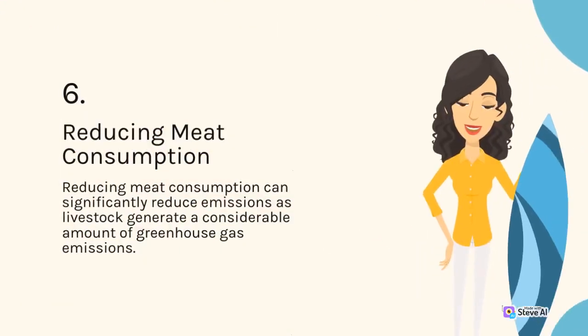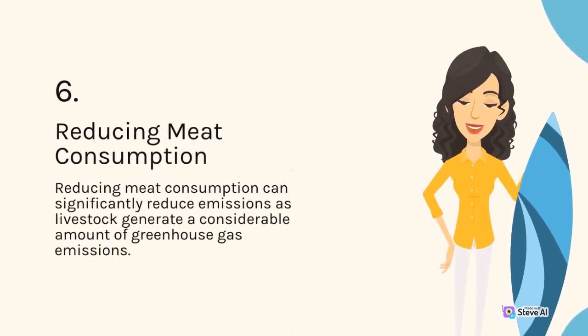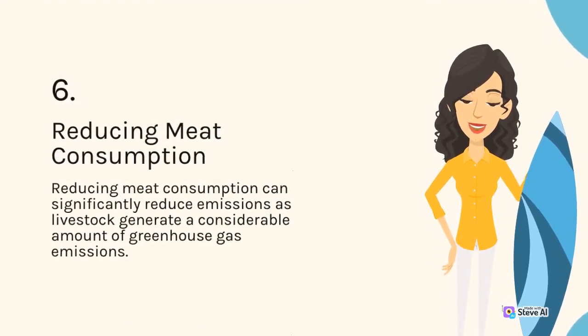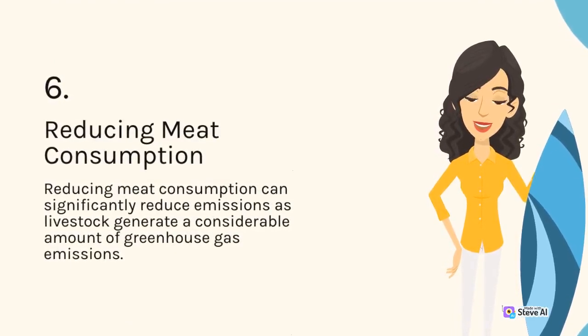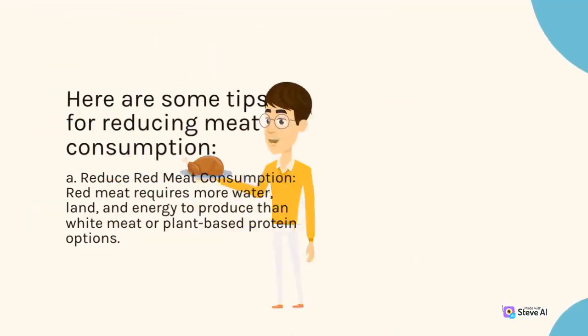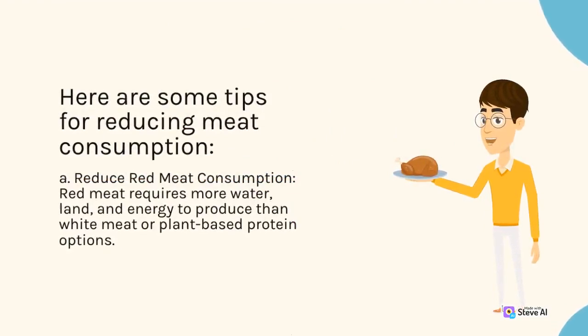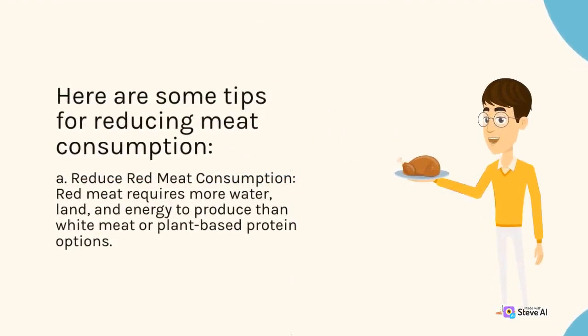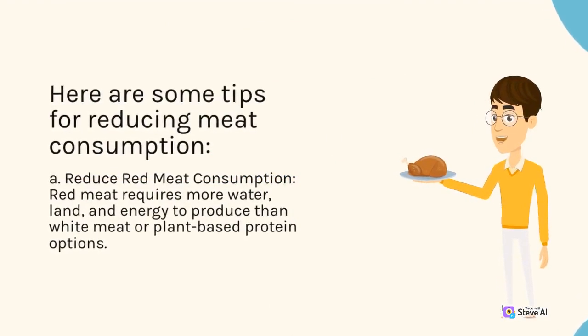6. Reduce meat consumption. Reducing meat consumption can significantly reduce emissions as livestock generate a considerable amount of greenhouse gas emissions. Here are some tips for reducing meat consumption. A. Reduce red meat consumption. Red meat requires more water, land, and energy to produce than white meat or plant-based protein options.